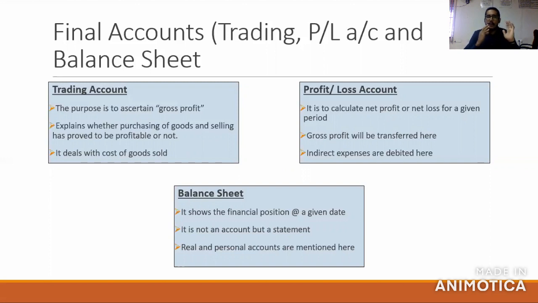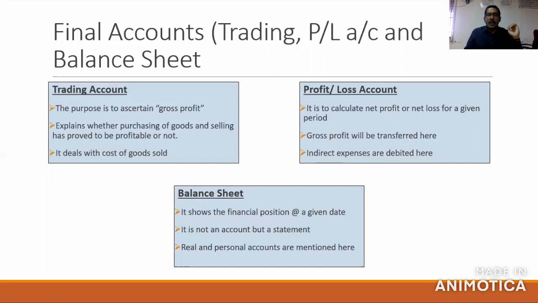And after preparing trading account and profit and loss account, mostly you will be getting net profit. This net profit is taken and added with the capital in balance sheet. What is balance sheet? Balance sheet is not an account, but it shows the financial position, or it is a statement where you will be seeing assets and liabilities. And to cross check whether your answer is right, the balance sheet asset side and liability side should be equal.